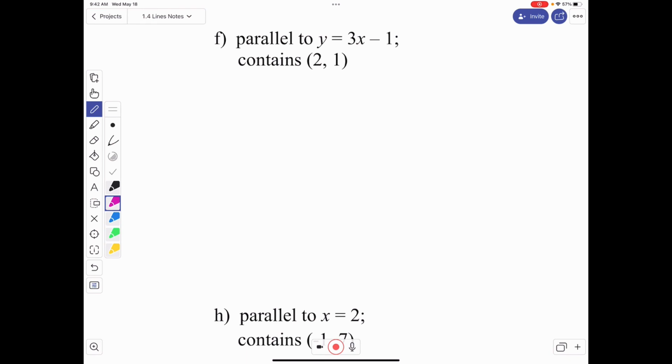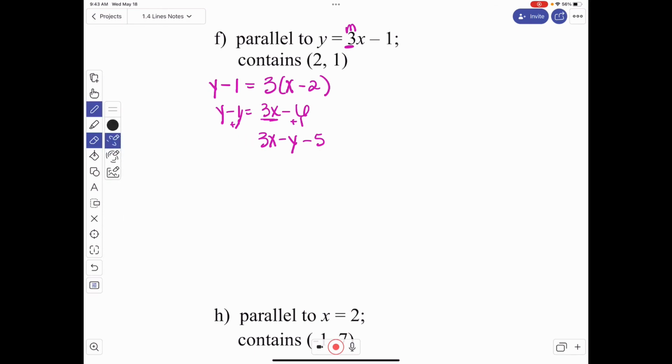For F, it's parallel to y equals 3x minus 1. Well, this is my slope, and it contains 2, 1. So you've got to be able to pick out your slope in certain equations. So if I plug into my point-slope form, I can do y minus 1 equals 3 times x minus 2, and I'll simplify. So 3x minus 6. And since this is positive, I'm going to move everything over to the right side. So I have 3x. My y becomes negative. I'm going to add the 1, which gives me negative 5. So I'm actually just going to erase this equals here and put equals 0 on this end.